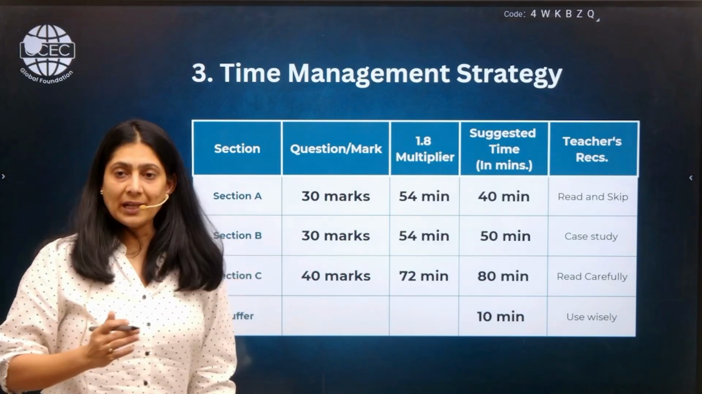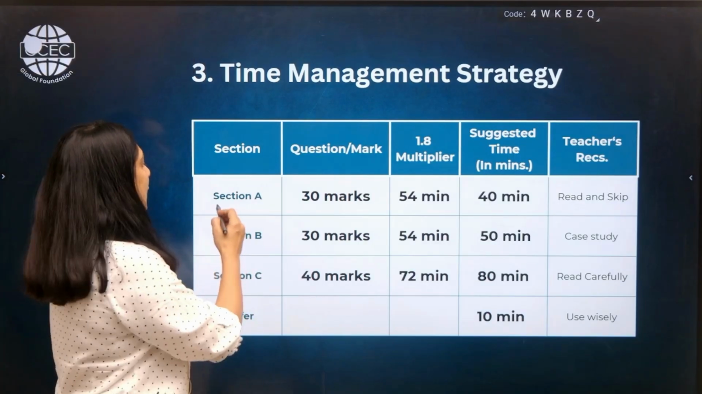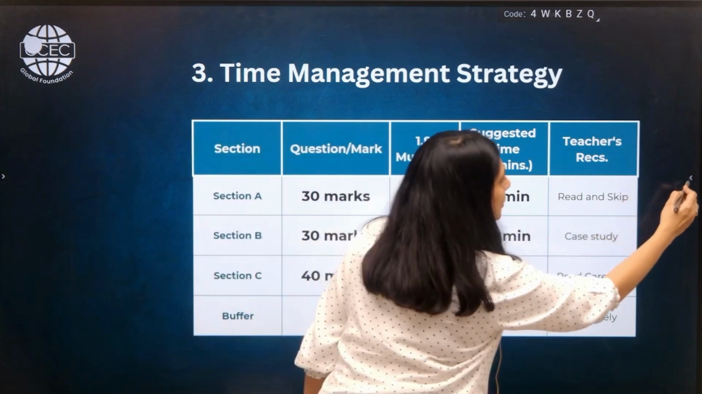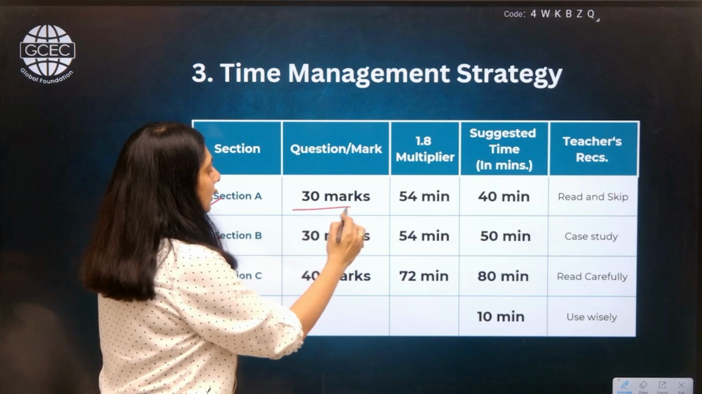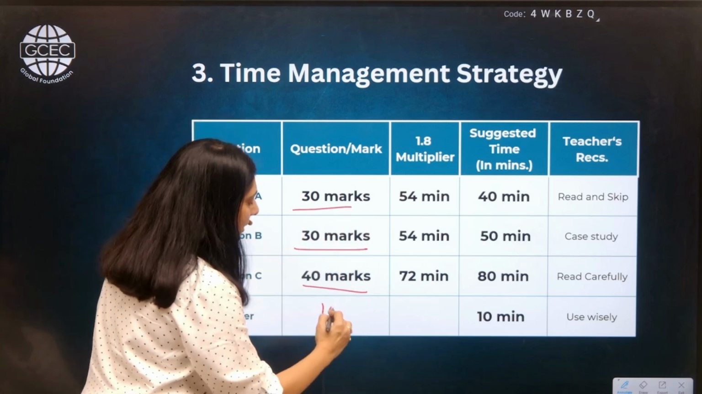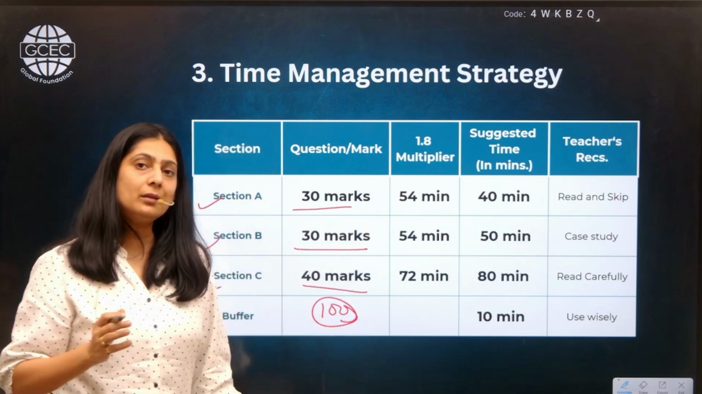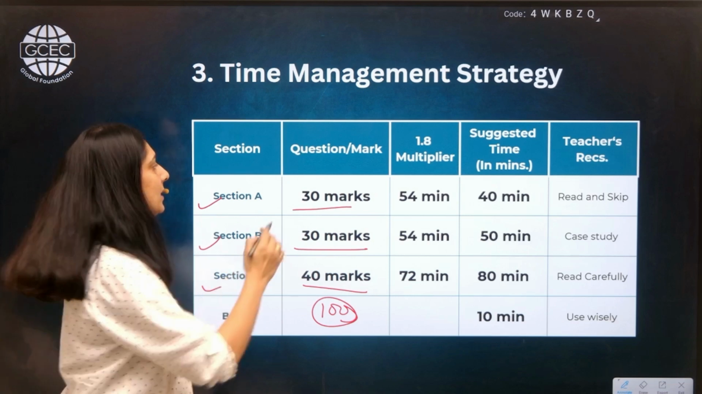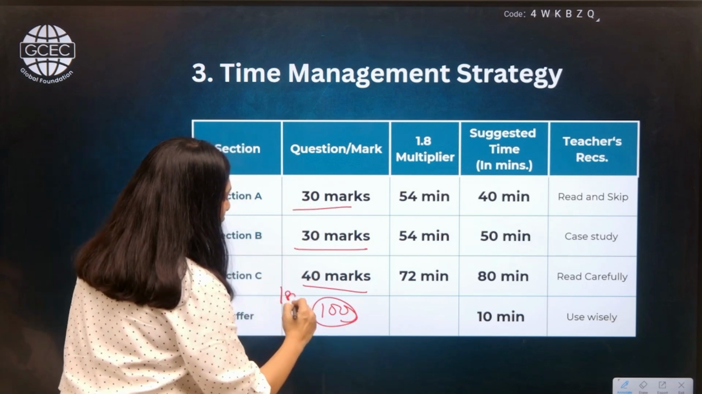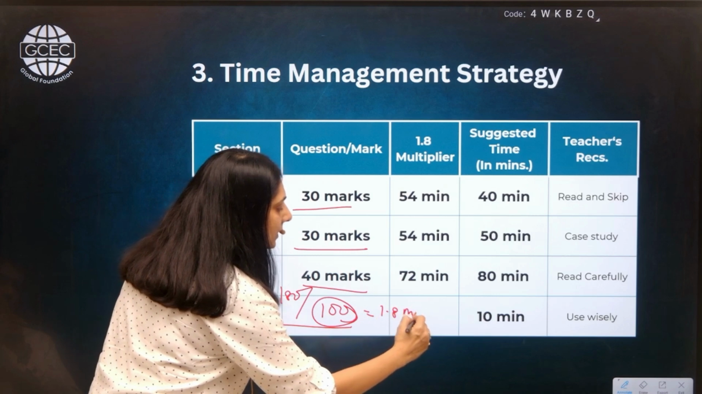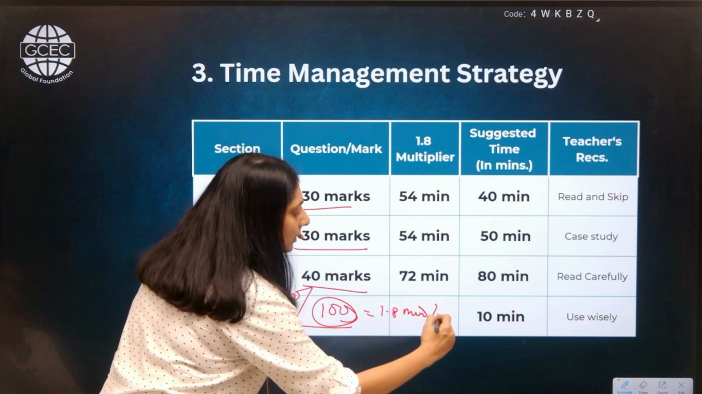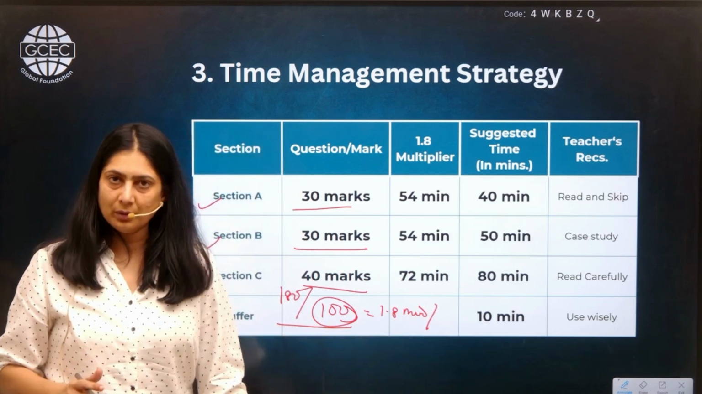So coming to the time management strategy, as you have seen, the 3 sections, section A, section B and section C, are 30 marks, 30 marks and 40 marks. So this accounts for 100 marks. The time to complete your paper is 180 minutes. So 180 divided by 100 means 1.8 minutes per mark is available to you to solve the questions.